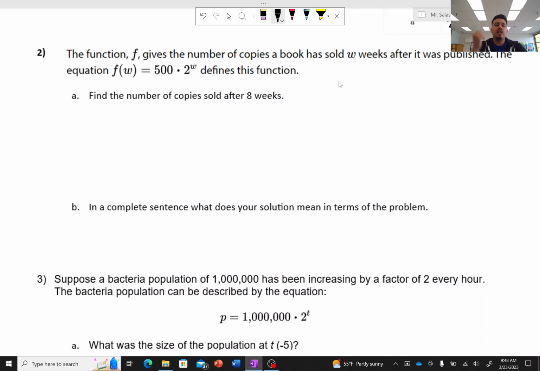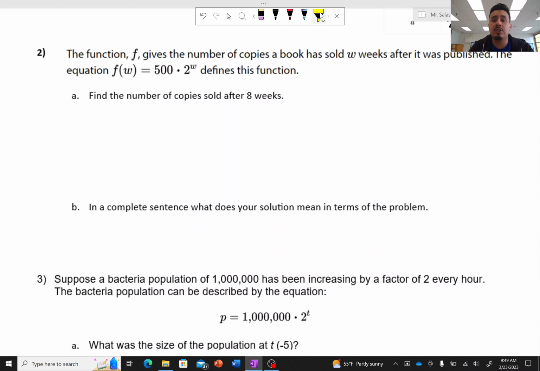It says the function f gives the number of copies a book has sold w weeks after it was published. The equation f of w is equal to 500 times 2 to the power of w defines this function. So this is a function. This gives me some sort of relationship. So first things first, before I even do any math, I want to know what I'm talking about.